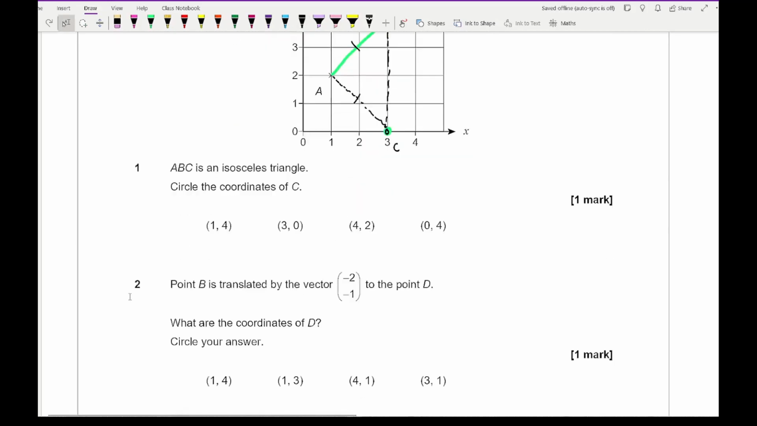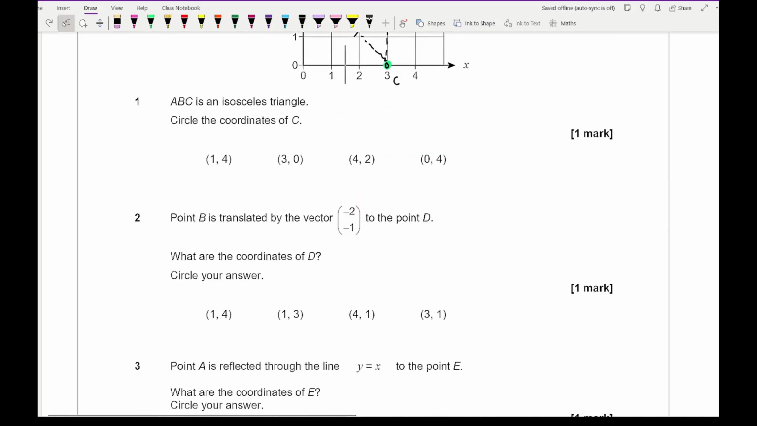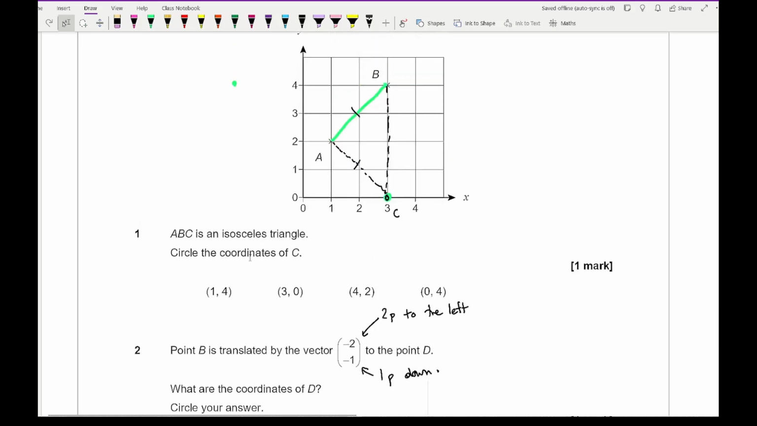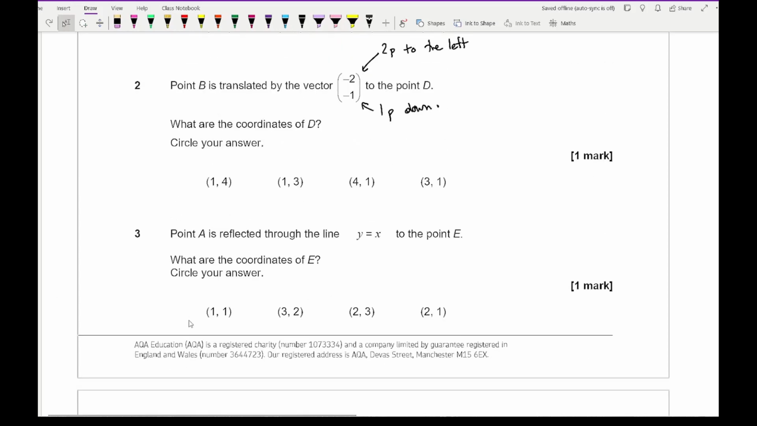Moving on to question 2, it says that point B is translated by the vector of -2, -1 to the point D. What are the coordinates of D? Here, -2 means it's moved 2 places to the left, and -1 means 1 place down. So with point B, I'm going to have to follow those instructions. B is here, I'm moving it 2 to the left and 1 down, so then it becomes here, and that then becomes 1, 3. So it's our second option.